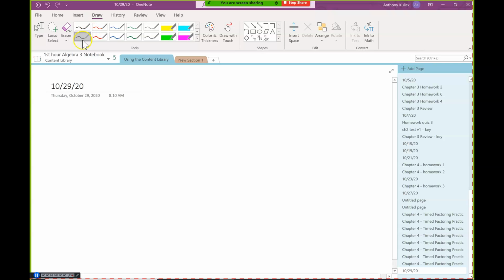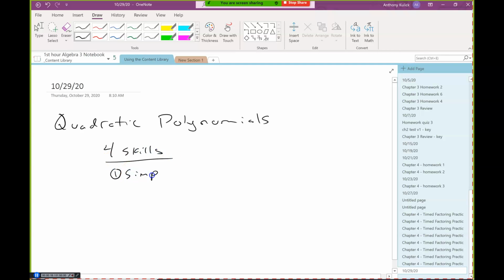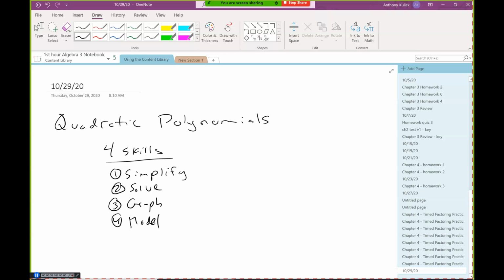Okay, so we've been talking about quadratics. And when we started this chapter, we talked about there are going to be four main skills that we're going to worry about. So those four skills are simplifying, solving, graphing, and modeling. And to this point, we've been working on the simplifying piece.